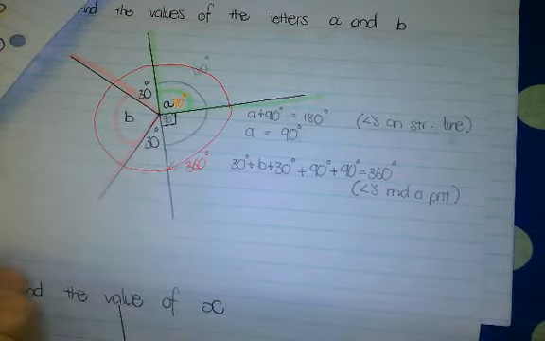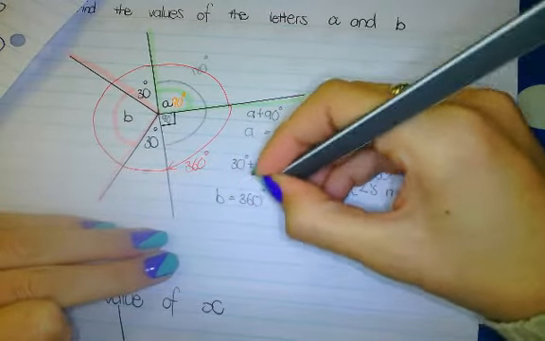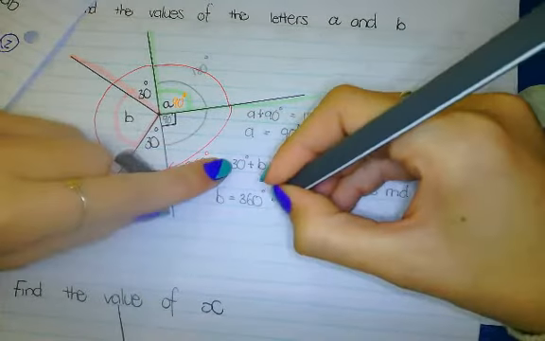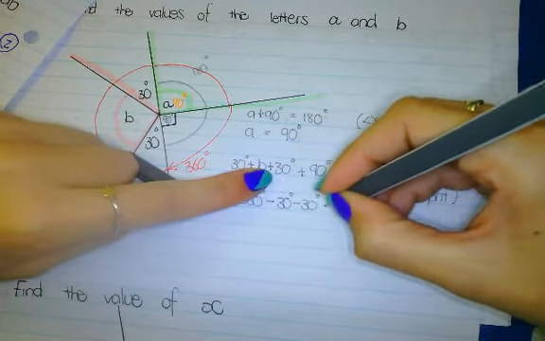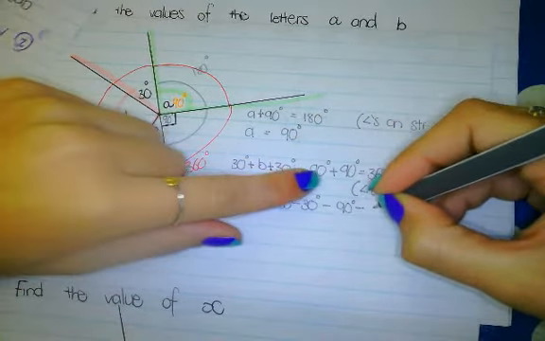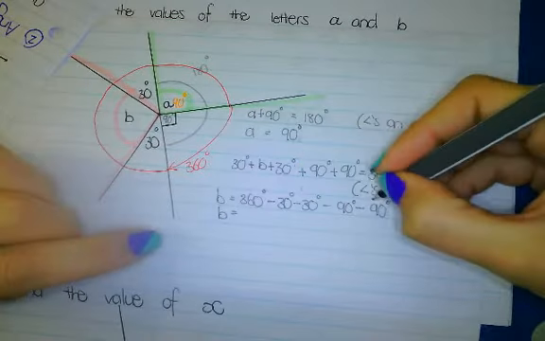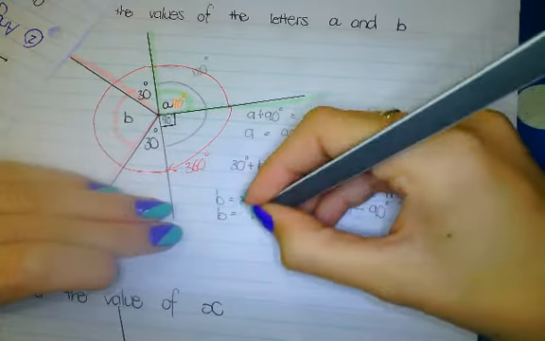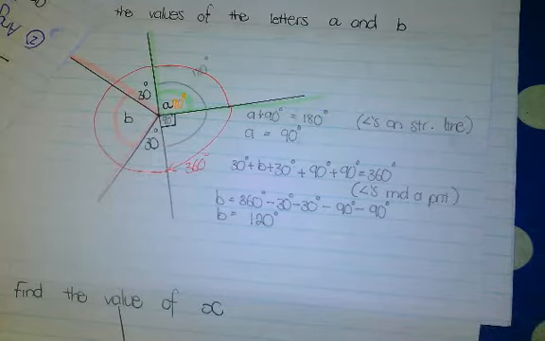And now we solve for B. So we say B equals 360, and we subtract all of these values from the right-hand side. So minus 30, minus 30, minus 90, minus 90. And we get B equals, that's 360 minus 180 is 180, minus 60 is 120. So B is equal to 120 degrees.